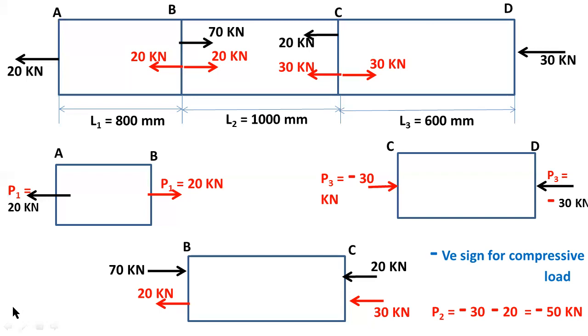As well as at end B, the total load: 70 kilonewtons is a compressive load, so minus 70, and this 20 is a tensile load, so I am considering positive sign for tensile loads. So the total load acting on the bar BC equals minus 50. Minus 50 means compressive load. So P1 is plus 20, P2 is minus 50, P3 is minus 30. Minus means compressive load, plus means tensile load.